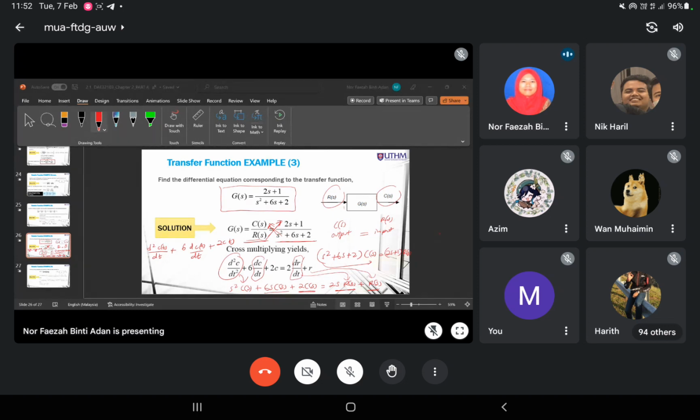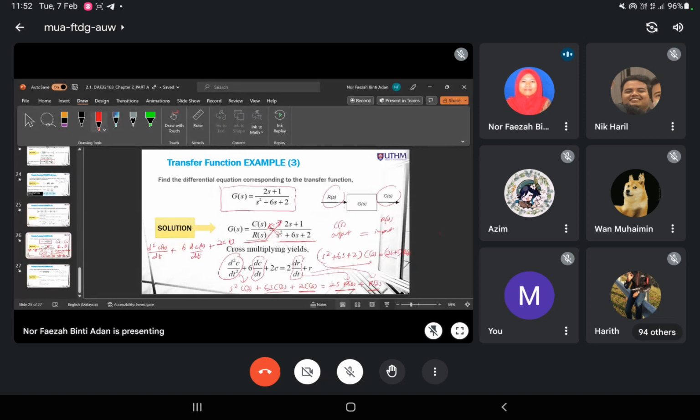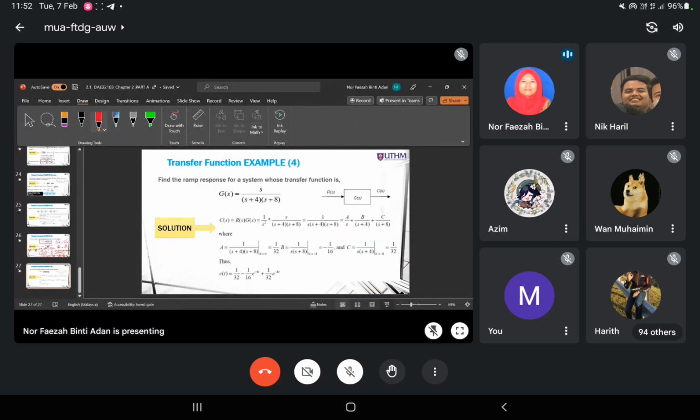So that was the example for conversion from S domain to a differential equation. Another way to put the question: the next question could be, you are given a transfer function and you are supposed to find a ramp response or step response. Usually the question is a ramp response or step response, basically the ones that you learn in your lab session.